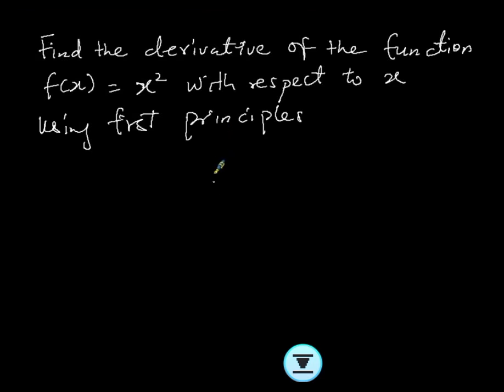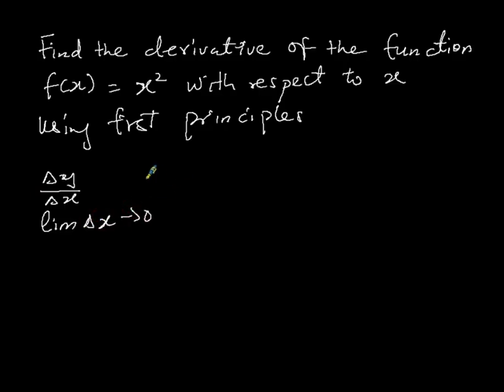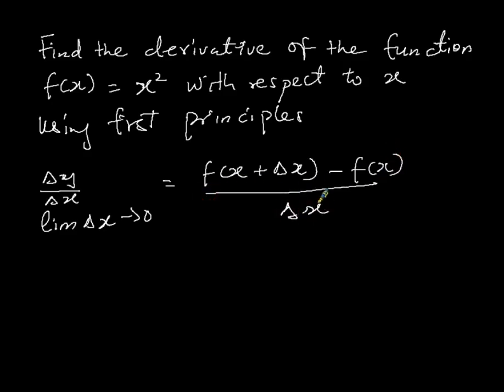In this video, we'll be looking at how we can use first principles to differentiate any given function. In the previous video, we derived the formula we use to differentiate any given function with respect to x using first principles. And it looks something like this. Change in y over change in x, taking the limits as change in x tends to 0, will give us f of x plus change in x minus f of x, all over change in x.